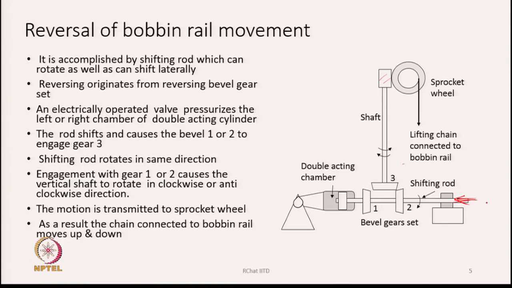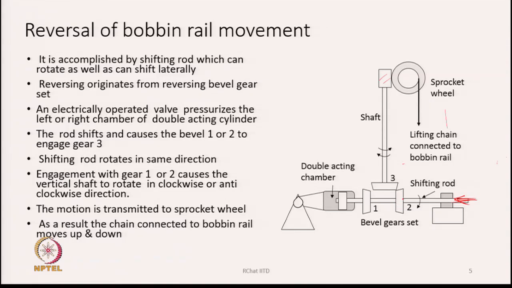What happens in the mechanism is, as the shifting rod is always rotating, the motion is transferred from gear 2 to gear 3, and therefore the shaft is rotating, and rotation of the shaft will cause the chain to either wind or unwind, and therefore it will move the bobbin rail up or down. How is it up and down?